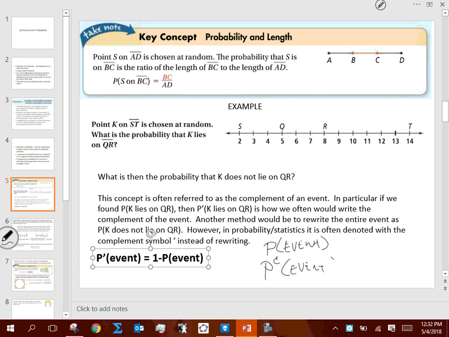So if I wrote P complement of on QR, what that really means is, what's the probability that it's not on QR? Does that make sense? A third way of writing it is to use capital P and then put a bar over the top of it. When I write something like that, we read that as P bar. But all those notations mean complement.